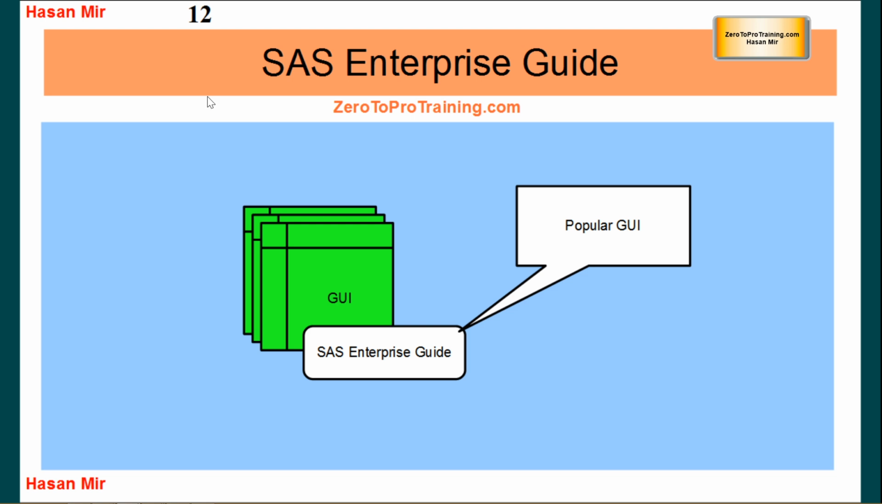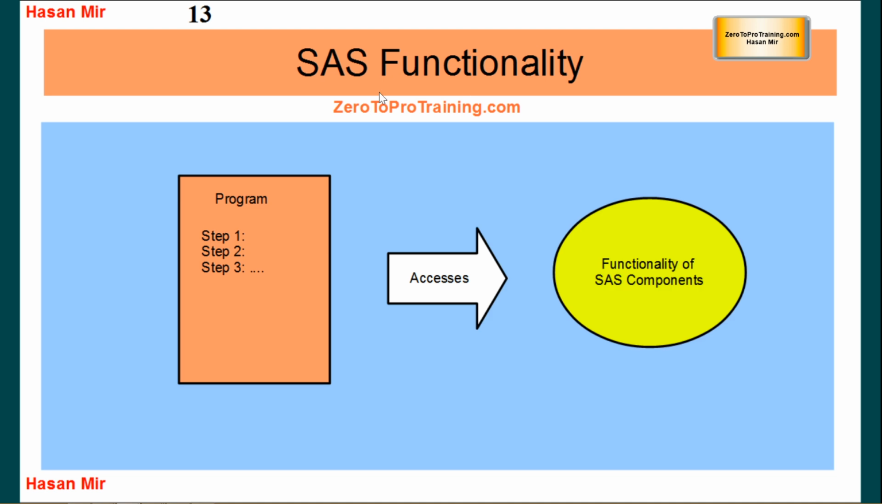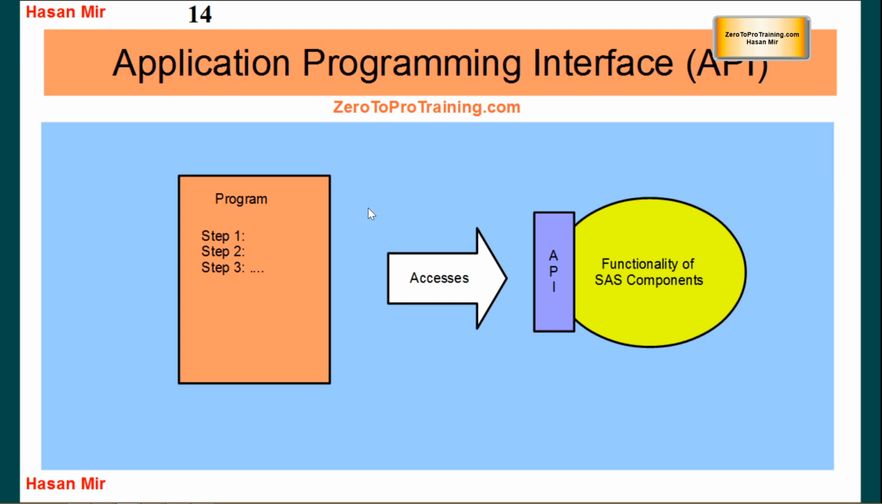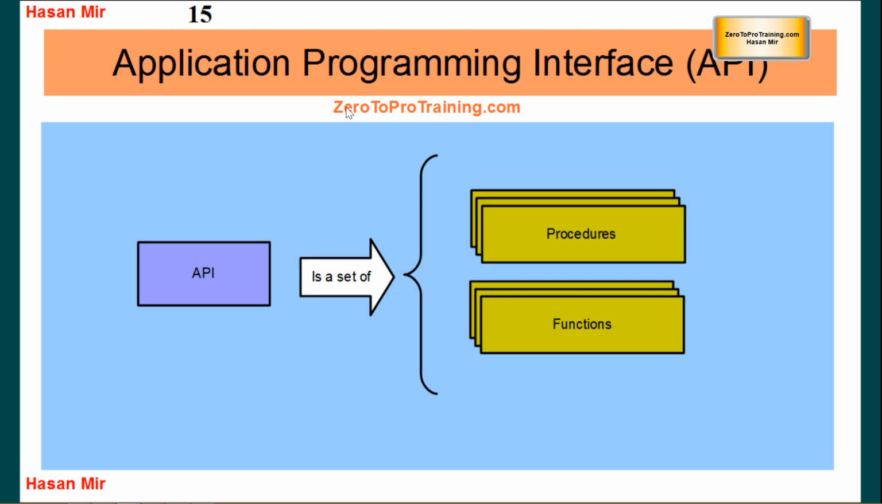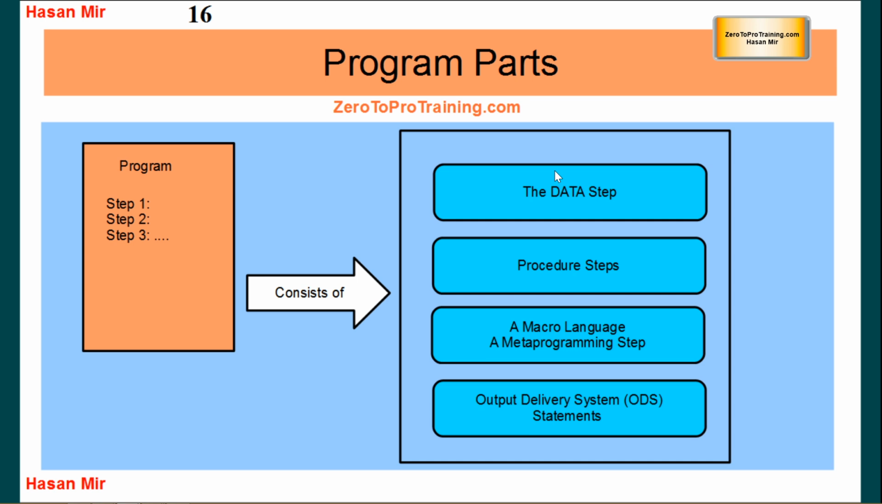The SAS programs that you write could access the core functionality of SAS Components, and an API is used to call the SAS functionality. API stands for Application Programming Interface, and it consists of procedures and functions that could be called from the program. So here are the parts of a SAS program: data step, procedure steps, macro language, and output delivery system.